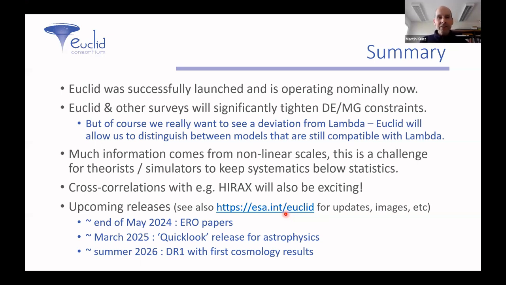So then, as I said, not only Euclid itself, but also Euclid combined with other data will be great. So for example, Euclid cross-correlated with HIRAX. To give you an idea, there will actually be the science papers out for these early release observations that I showed you the pretty pictures of towards the end of May. Then in about March next year, there will be the quick look release, with some mostly astrophysical results. And roughly in the summer of 2026, we expect the first cosmological results from Euclid.